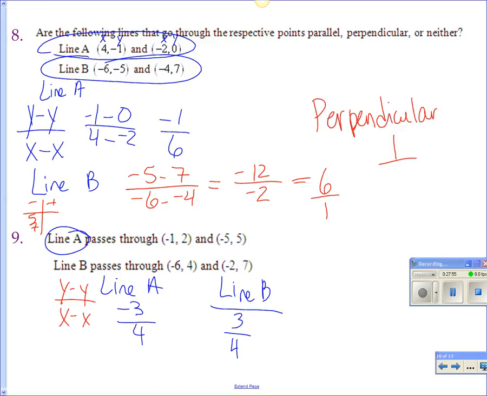All right, guys, look at this one. This one is negative and this one is positive. Are they the same? No. So they're not parallel. Have they been flipped? So it's not perpendicular. So it is neither. So write that down, please. That's the final answer. Neither is the final answer.